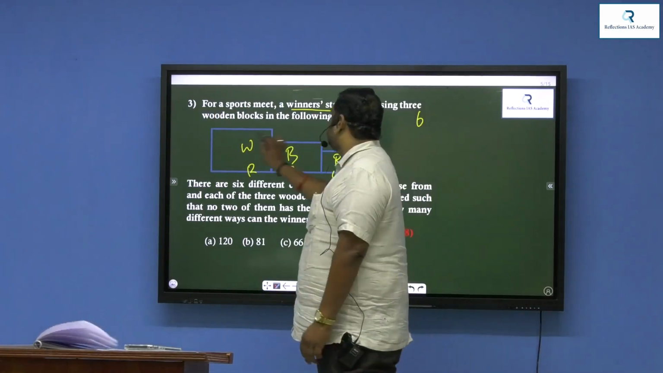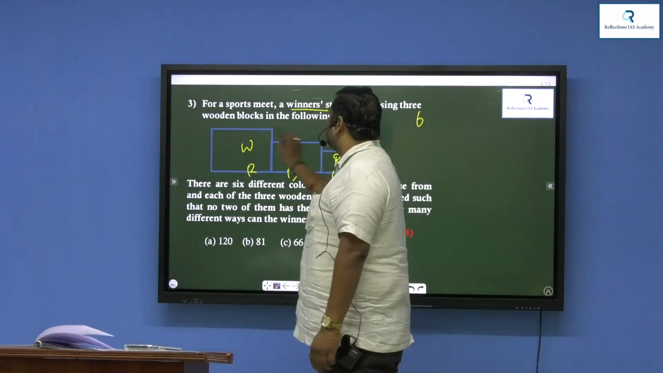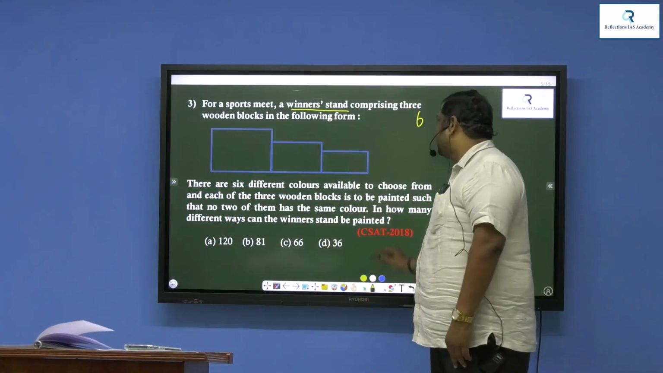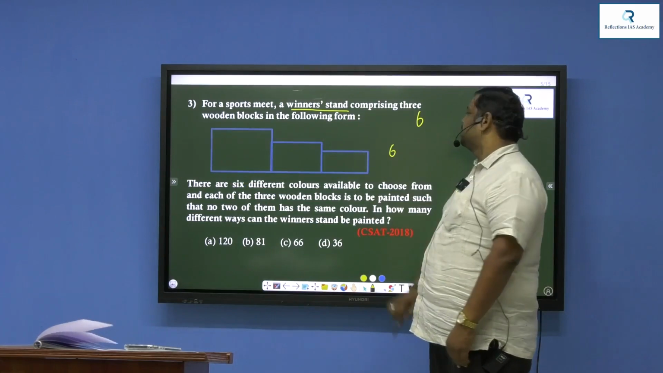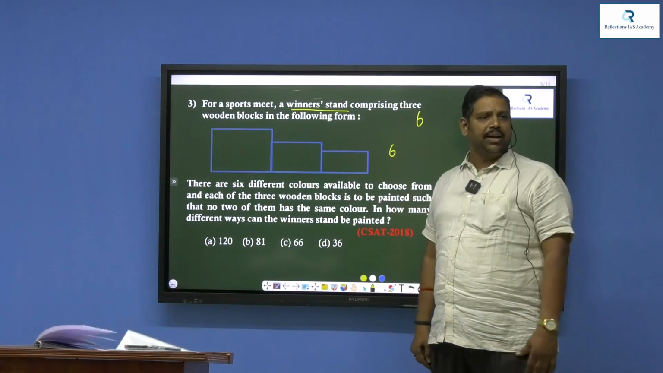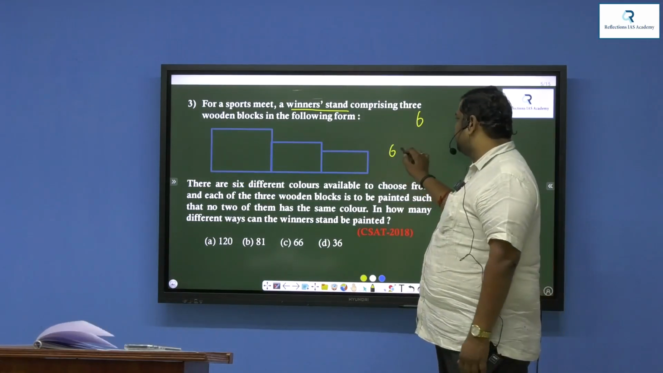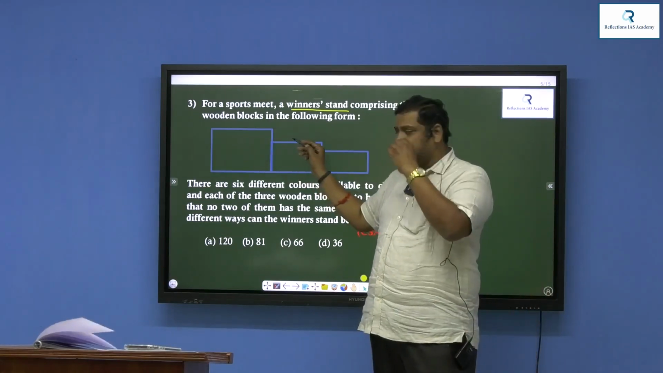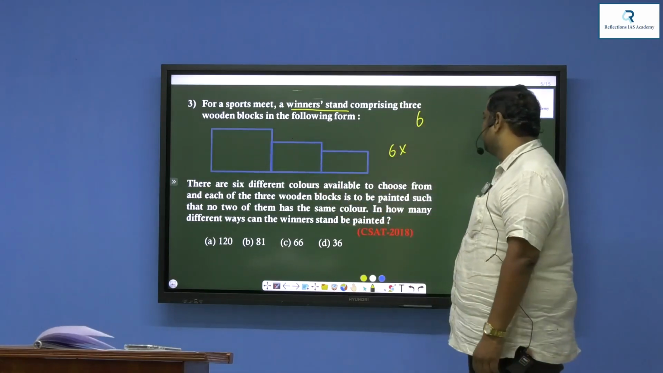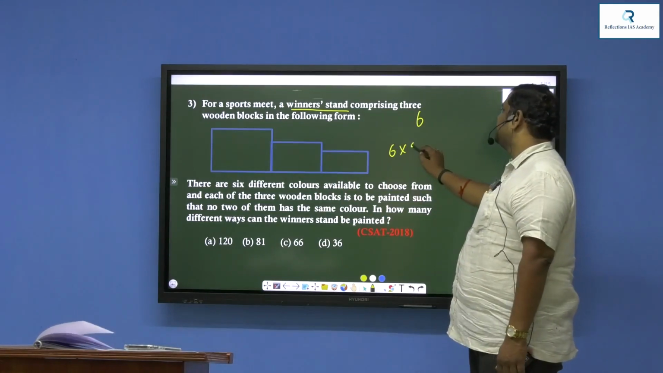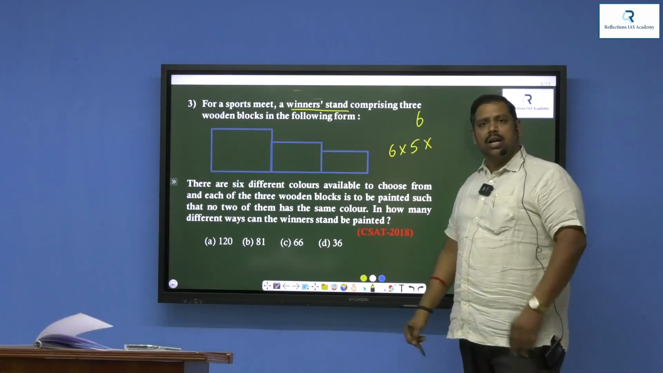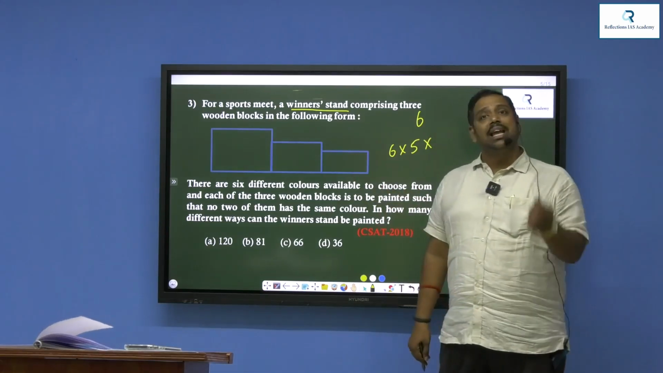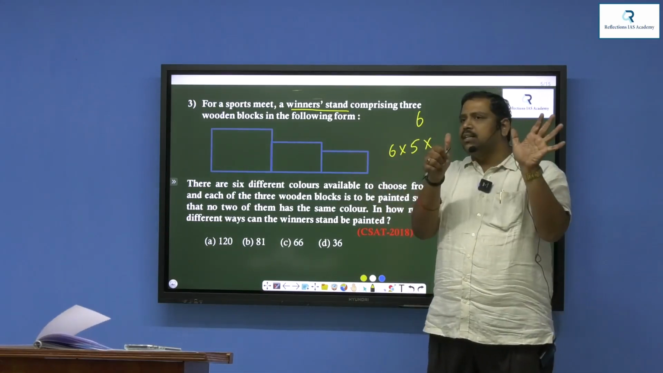Once you know that this is permutations, the game is not at all difficult. Very silly and simple. The first one I can paint in how many ways? 6 ways. What about the next one? Whatever color I used here, I have to use a different color. So how many ways? 5 ways. Coming to the next one, how many ways can I paint it? Again 5 ways, because total 6 colors are there.